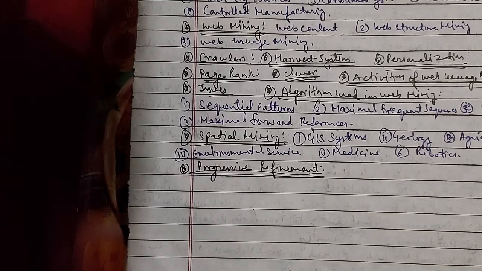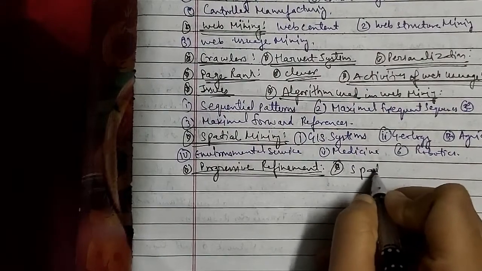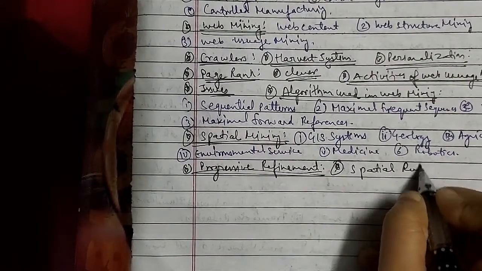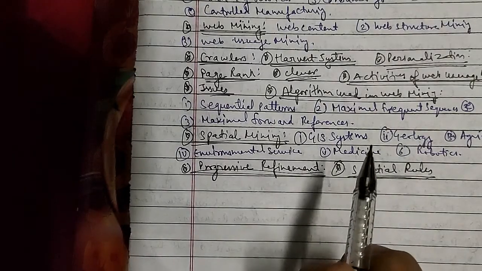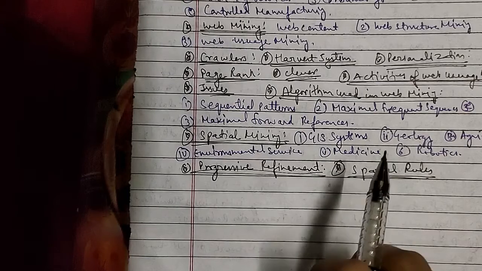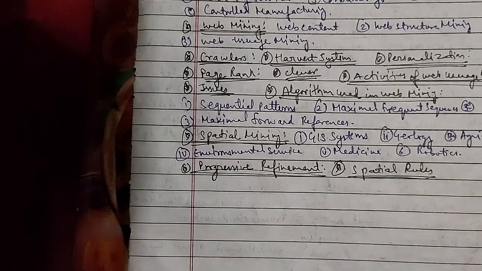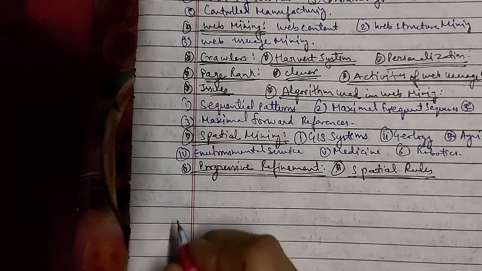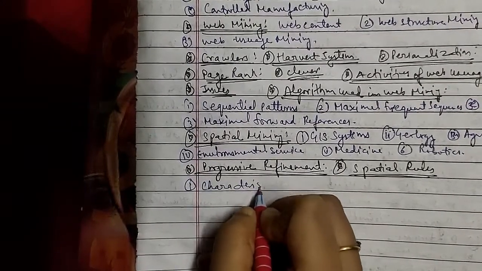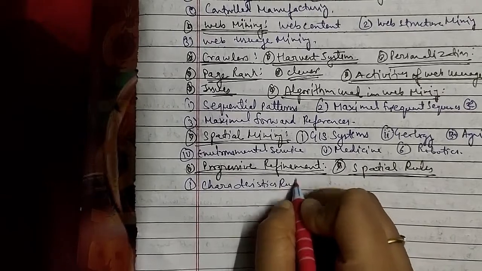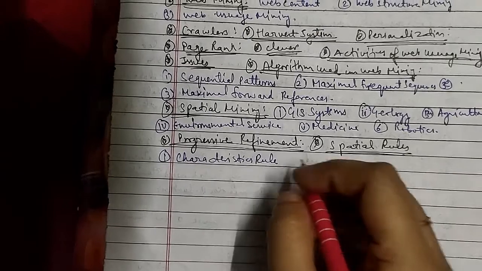We'll go ahead with another one, that is, what are spatial rules? Spatial rules can be created that describe the relationship between the structures of spatial objects. There are three types of rules in spatial data mining. The first is the characteristic rule. The characteristic rule describes the data.